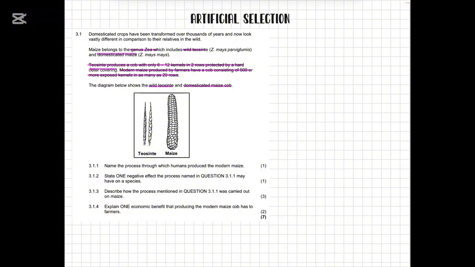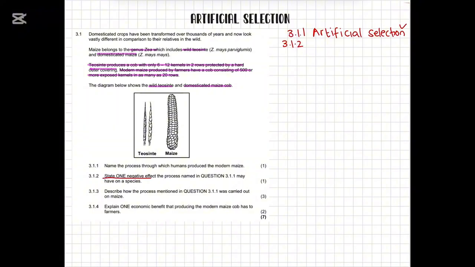So in the first question, we looked at a domesticated organism, and now we're looking at a plant species. First question, it says, name the process through which humans produce modern maize. And we know we're doing artificial selection since they have selected the specific characteristic.